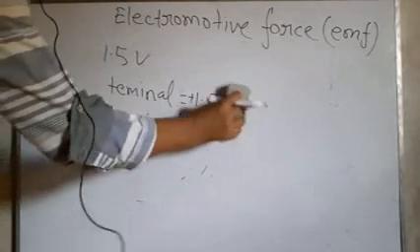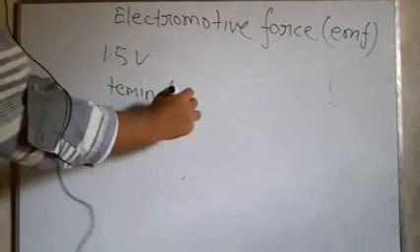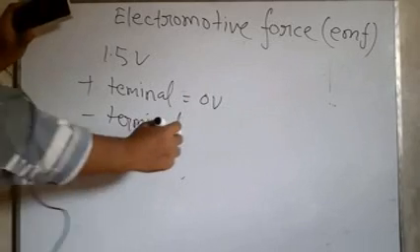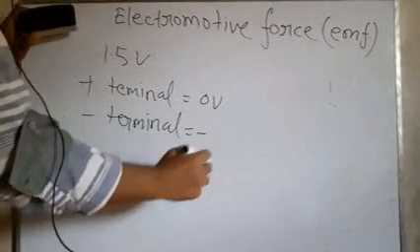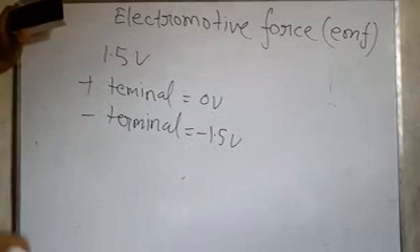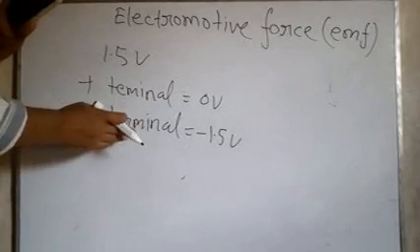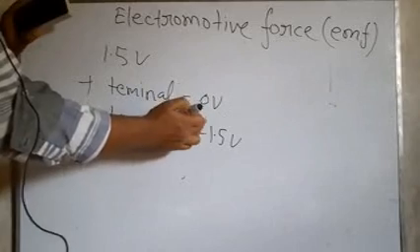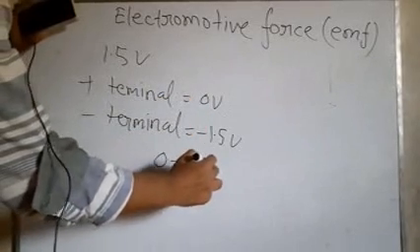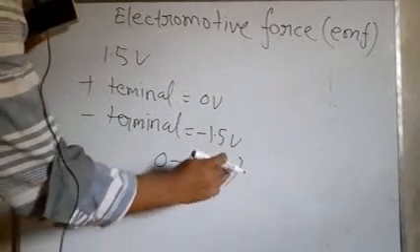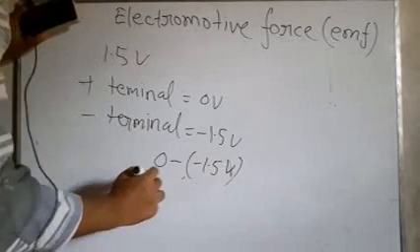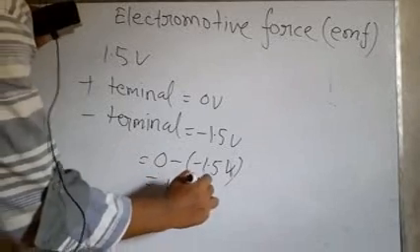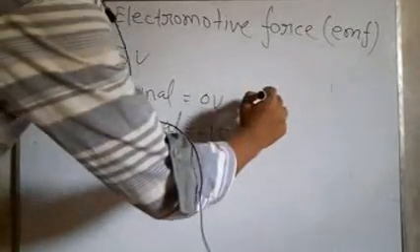Suppose its positive terminal is 0 volt and negative terminal is minus 1.5 volt. Then what is the potential difference between two terminals of the battery or electric cell? 0 minus minus 1.5 volt is equal to 1.5 volt.